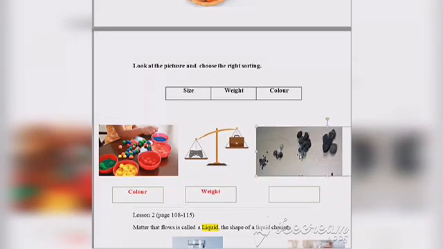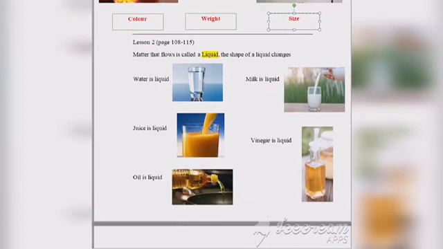This picture, some rocks are bigger than others. These rocks are smaller than these rocks. So we can classify these matters by what? By size. The answer to this one is by size. Okay, very easy. Let's move on. Let's go to lesson 2.